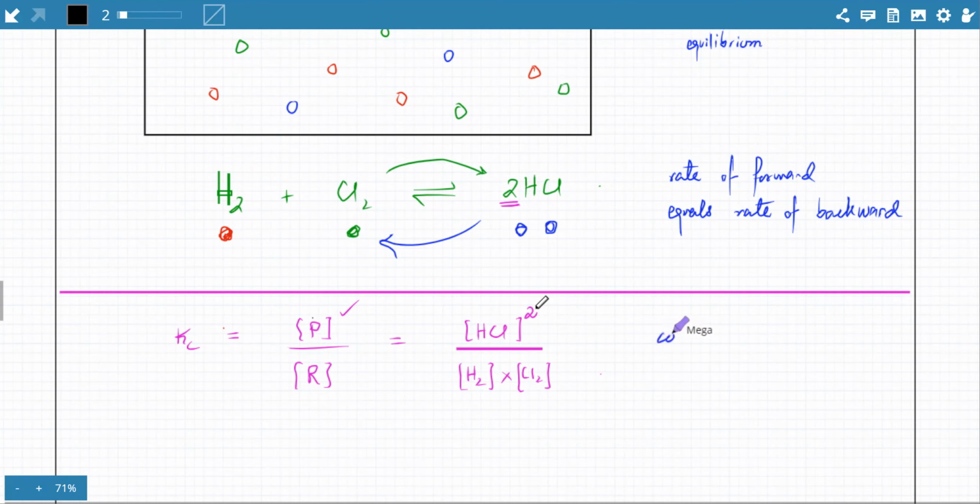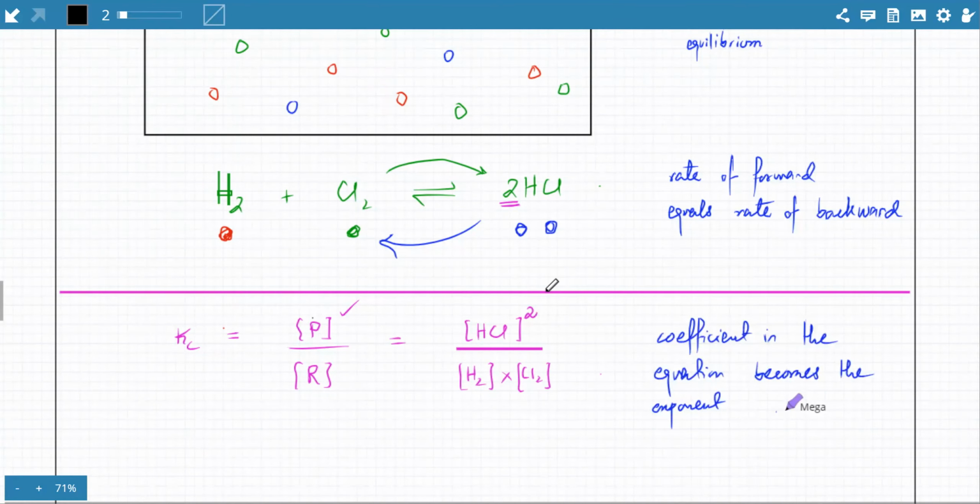And I'm going to write: the coefficient in the equation becomes the exponent. So the very first question that you're going to get is to write the expression for Kc. That's the first part of the question. Always the first part of the question is going to be this. You're given an equilibrium reaction. You have to write the expression for Kc. Is this clear? Yes or no?